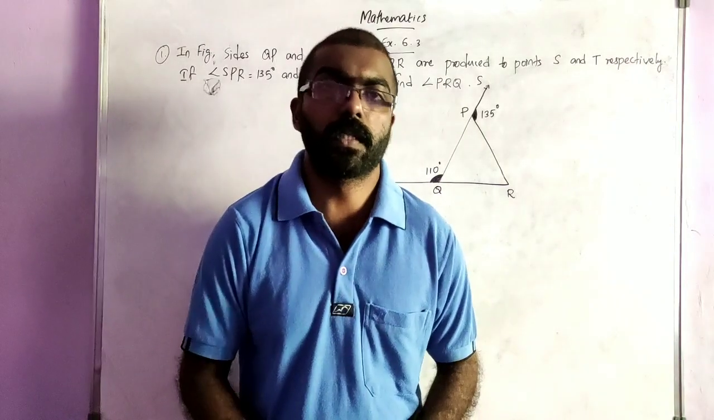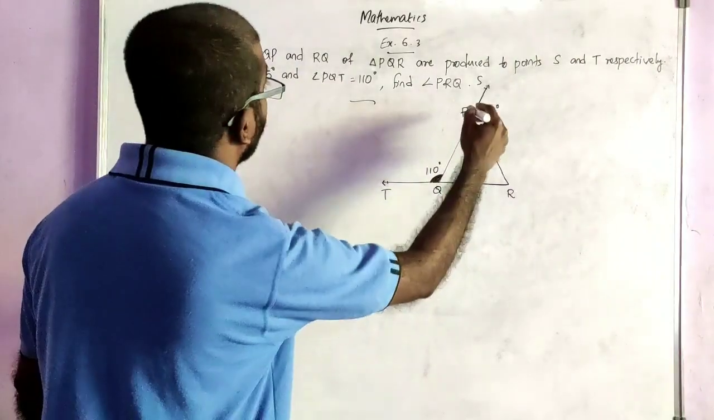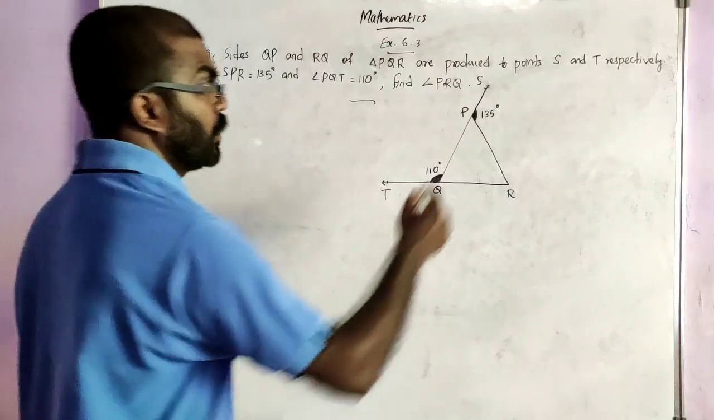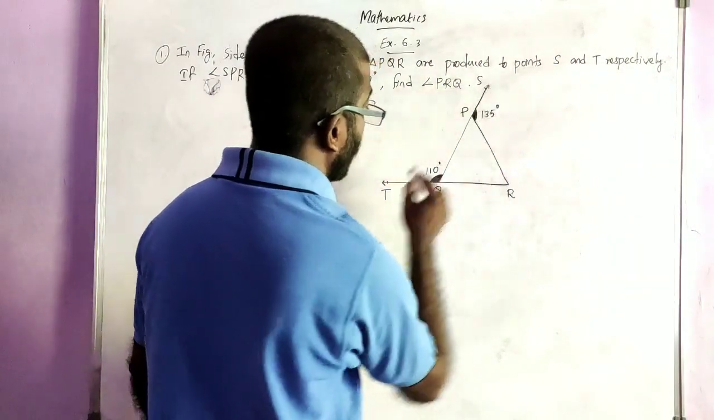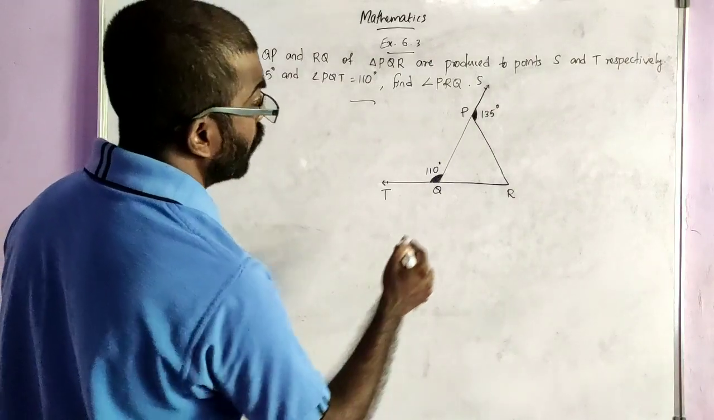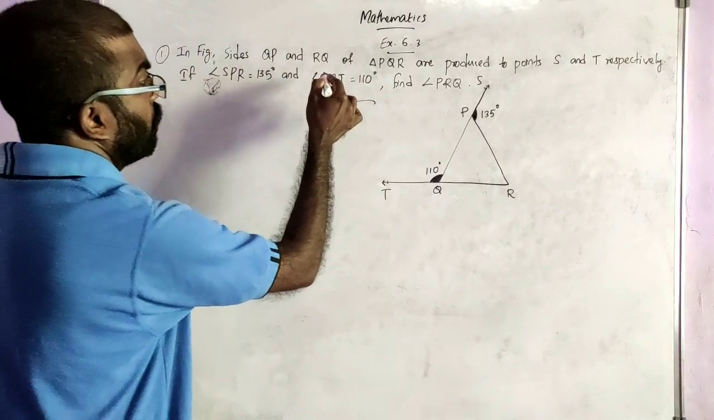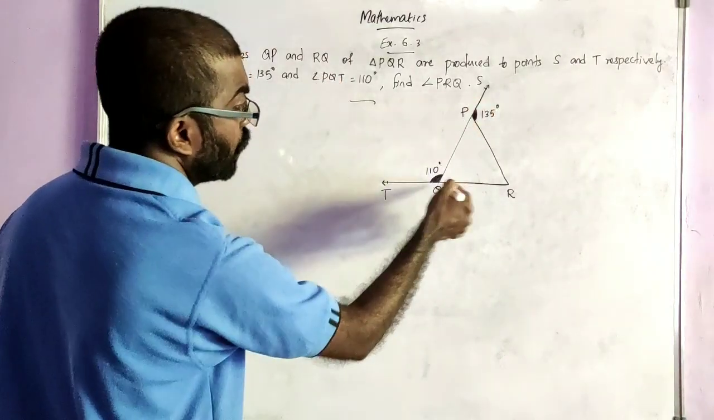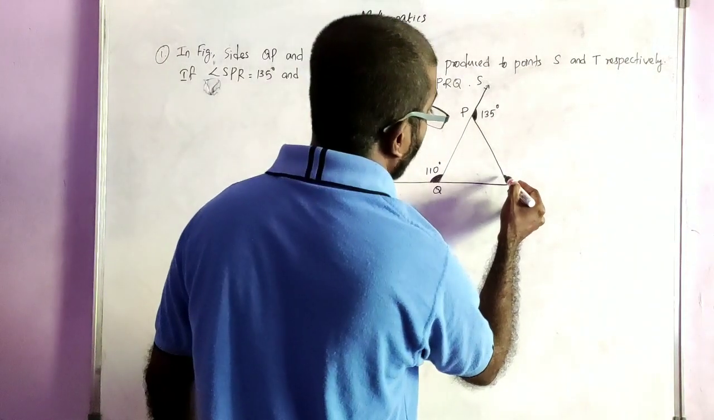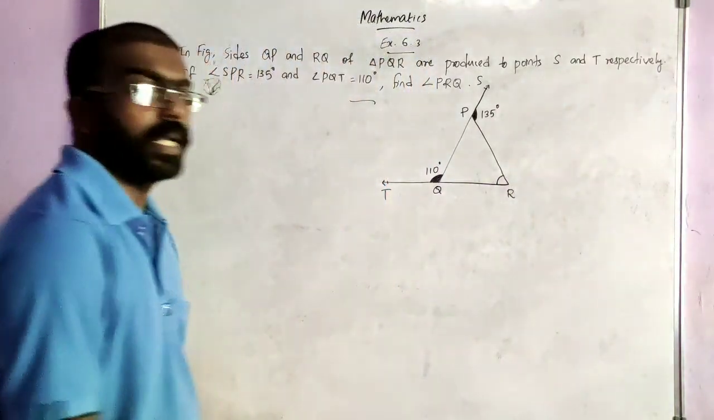Now we move on to exercise 6.3. Here the first question is, in figure sides QP and RQ of triangle PQR are produced to point S and T respectively. If angle SPR equal to 135 degree and angle PQT equal to 110 degree, find angle PRQ. Here this angle PRQ we have to find out.